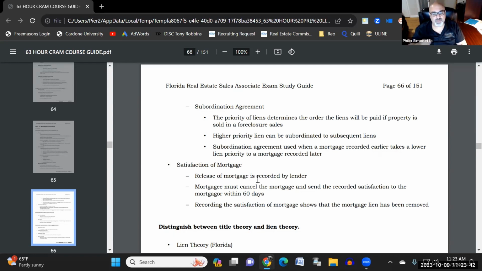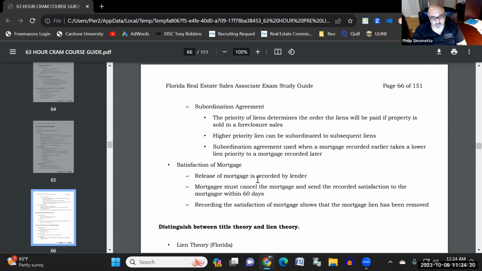And then a satisfaction of mortgage. That is what happens once you pay it off. It's satisfied, right? Don't mix up subordination agreement and satisfaction. Satisfaction means you satisfied the mortgage, you paid it off. That's the release form. It's the release of the mortgage and it's recorded by the lender. So when you pay the mortgage off, they record that and they must cancel the mortgage and send the recorded satisfaction to the mortgagor, which is the owner, the borrower, within 60 days. So once it's paid off, they have 60 days to record it, remove the mortgage, and send you the proof.